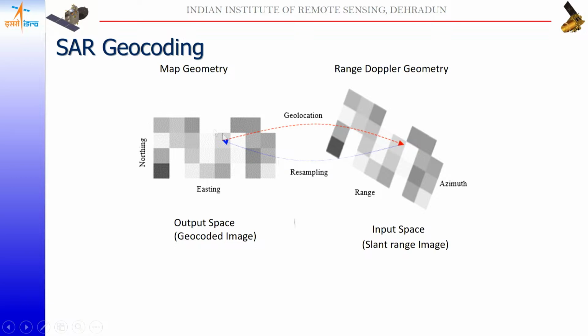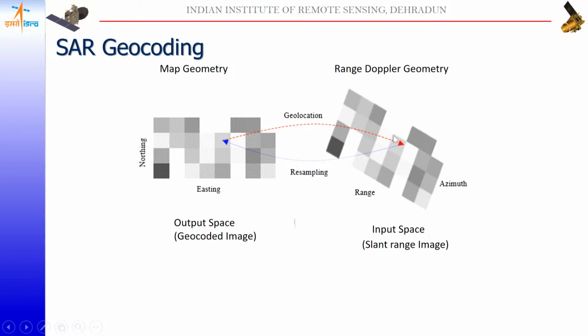So what is SAR geocoding? This is the input space, the SAR slant range geometry. For that pixel we will find the latitude and longitude, and we will put that pixel on the ground. So that resampling we have to do. When we are projecting from one space to another, from the slant geometry space, which is called the input space, to the output space, that is called SAR geocoding.